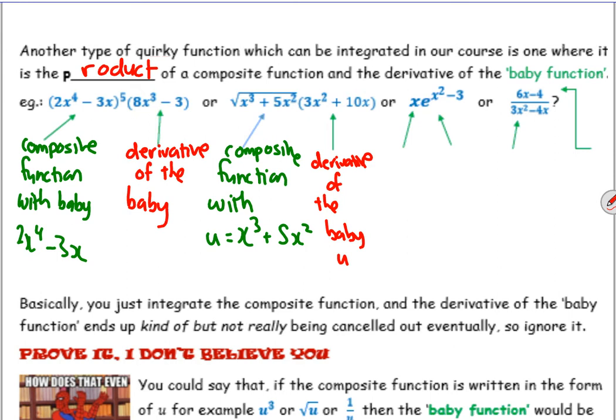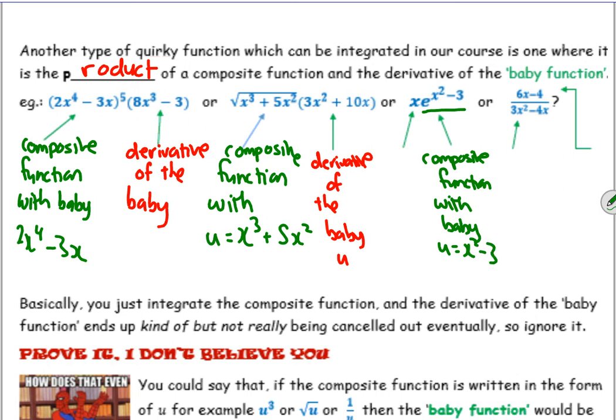The next one's interesting. Which part is the composite function? That bit there is a composite. The baby is the exponent. That thing is a half multiplied by the derivative of the baby.